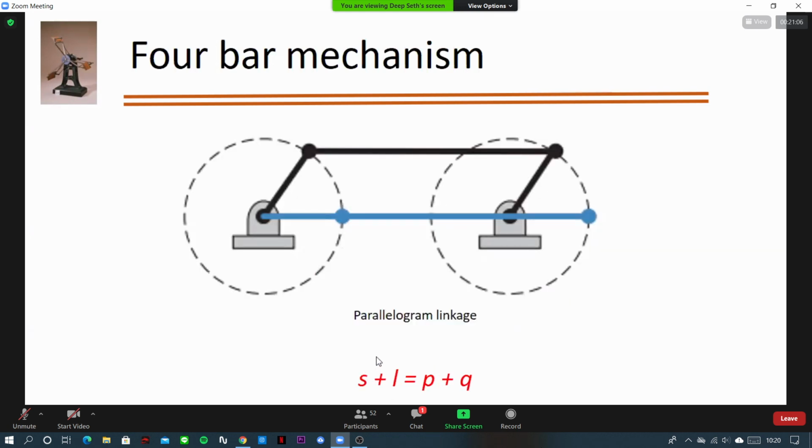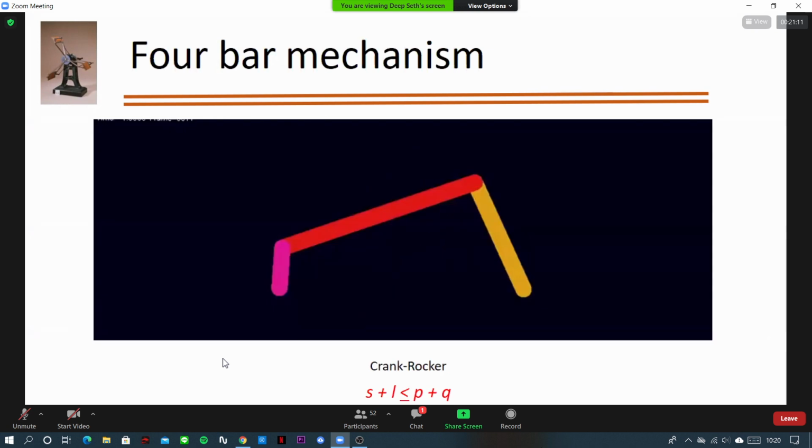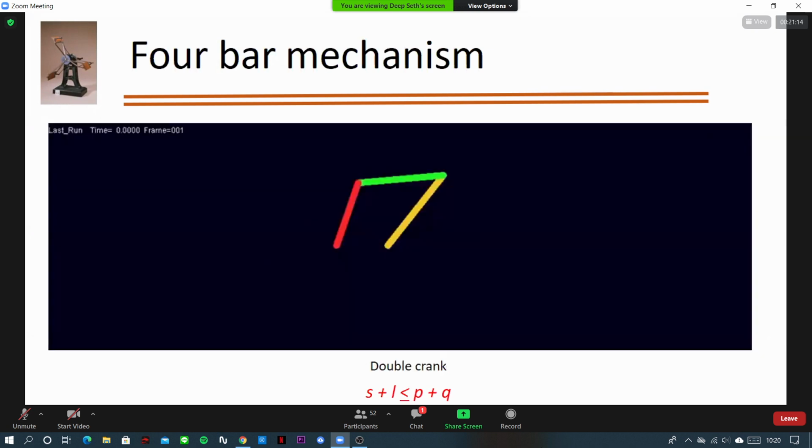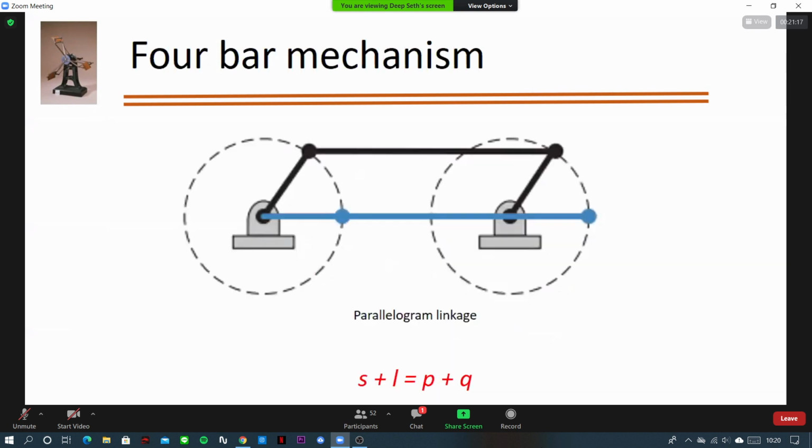There is one more condition which we haven't seen till now. In all of these, S plus L is smaller than P plus Q. Now you will have a condition where S plus L is equal to P plus Q. In this condition, what will happen? You will form a parallelogram linkage. The opposite links will always be equal, so this will be equal to this one, and this will be equal to this one. So any smallest plus largest will be equal to P plus Q, which will always be equal to the smallest and largest link.